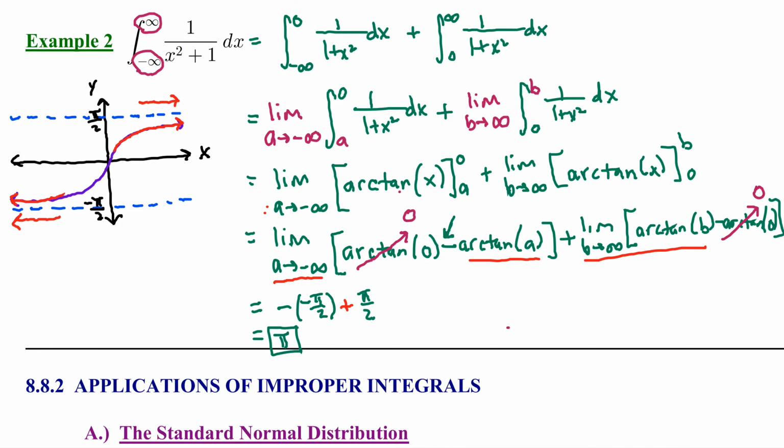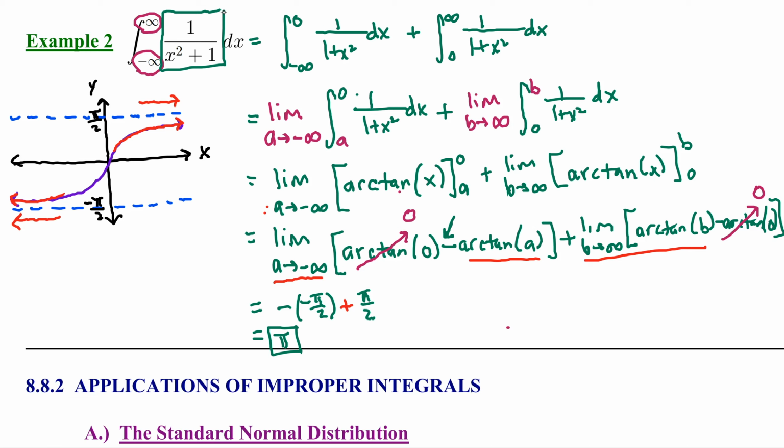Since we obtained a finite value for these limits, we say that the integral converges. And in fact, we can make an interpretation that the area between this curve and the x-axis for the entire domain from negative infinity to infinity is finite. It has a value of pi square units.